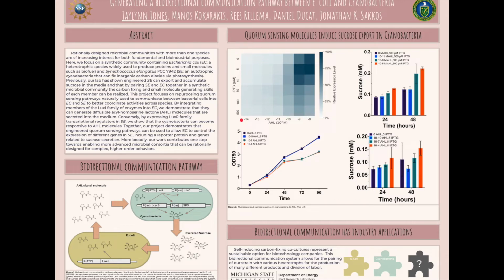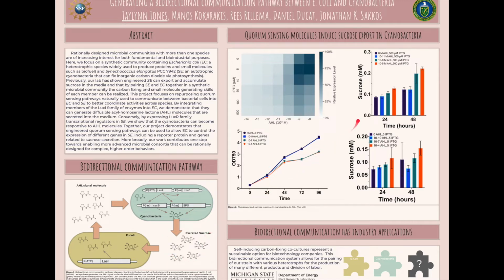After we confirmed that E. coli produced AHLs and confirmed that cyanobacteria were able to receive the AHLs, we then added the sucrose permease CSCB and sucrose phosphatase synthase SPS genes under the AHL promoter. AHL turns on our two inserted genes, CSCB and SPS, which allows cyanobacteria to produce and export sucrose.